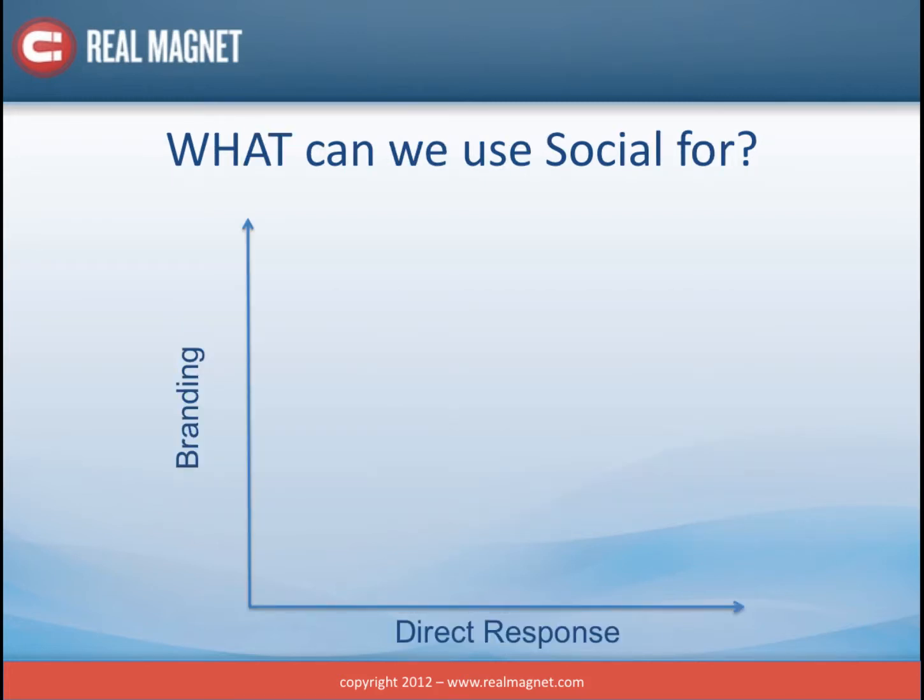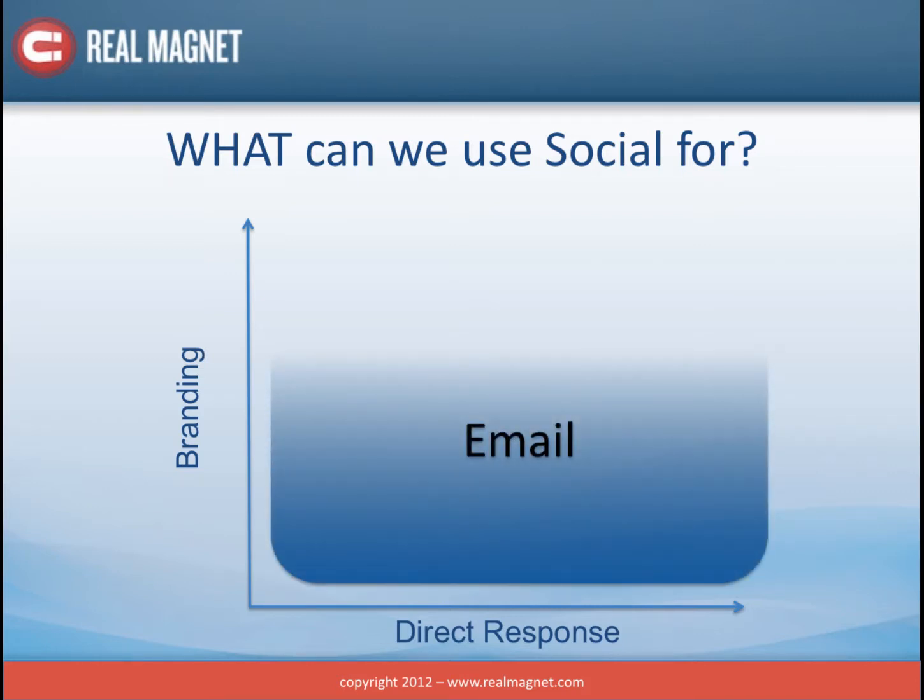What can we use social for? What I'm going to do here is chart a number of different marketing channels that we're all using currently, or a lot of us are using currently, against these axes of branding and direct response. Let's start with email. Huge direct response, obviously, value in email. Everything from lead generation all the way through lead qualification up to transaction. There's no question that most brands are using email in a direct capacity.